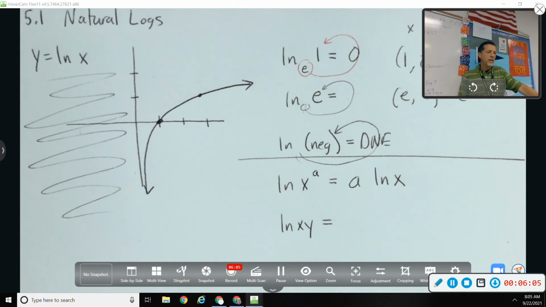How about the natural log of x times y? Do you remember how to handle that? Or what you could do with that?